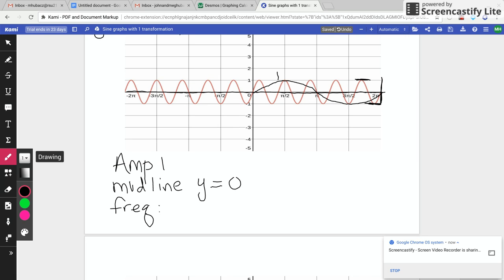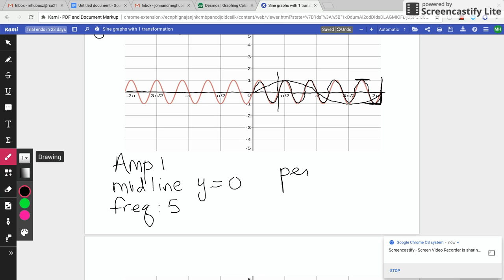So we can see our first one here. So this is 1 complete revolution, 1 complete cycle. This is the second one. So that's 2, and then 3, and then 4, and then 5. So the frequency here is 5.